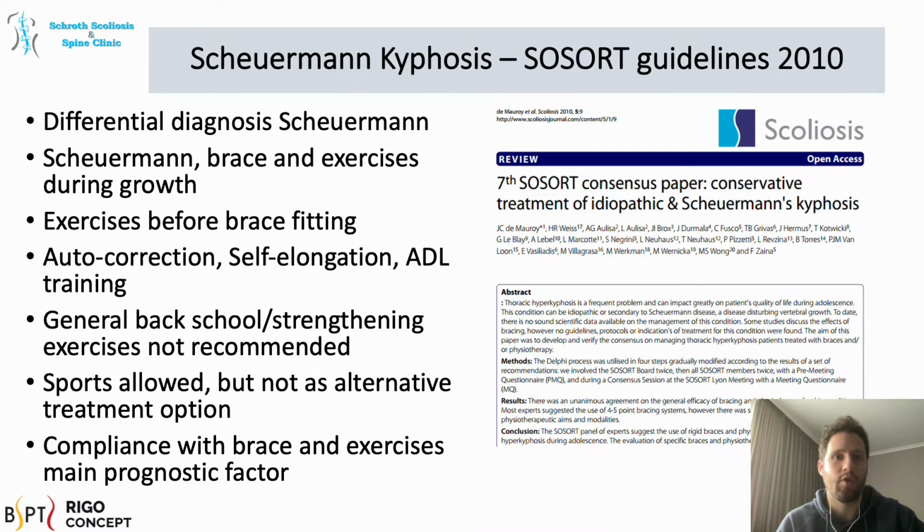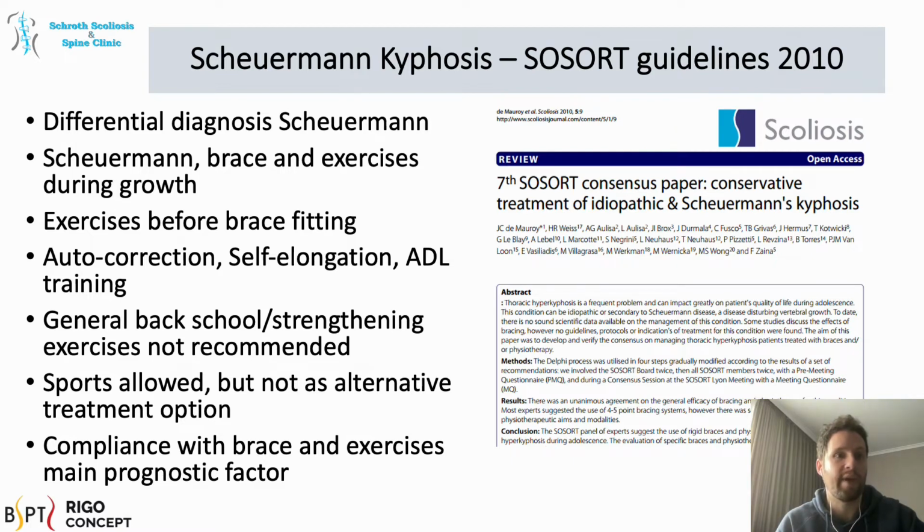Now let's take a look at the international guidelines from the scientific societies like the SOSORT for Scheuermann Kyphosis treatment. It is really important to differentiate between Scheuermann and functional, and the main difference for the treatment protocol is that for Scheuermann Kyphosis we will need to have treatment with brace and exercises, and the role of the brace for Scheuermann Kyphosis during growth is to change the growth velocity on the ventral part so that we have an equal growth in both parts during growth.